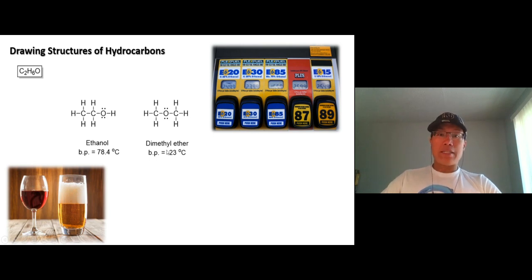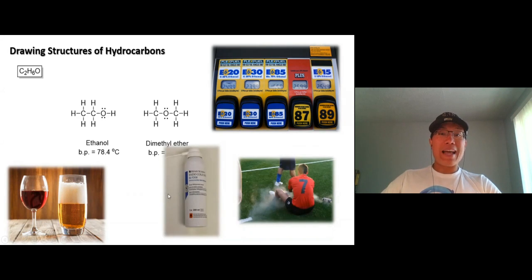Now ether, totally different properties. It's a gas at room temperature. They mix dimethyl ether with some other stuff. This one is called freeze spray, used for athletic purposes. When you have an ankle sprain, when you have pain or whatever, they spray on it. Keep it cold. Okay, reduce the inflammation.